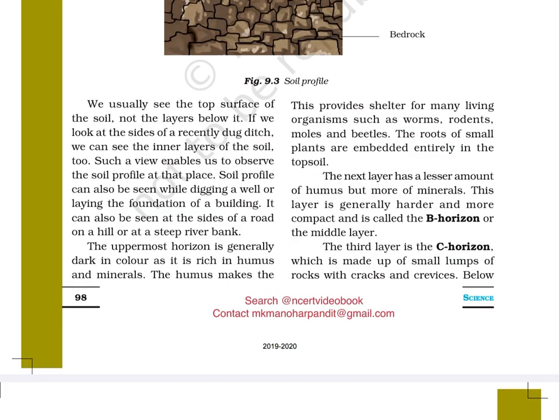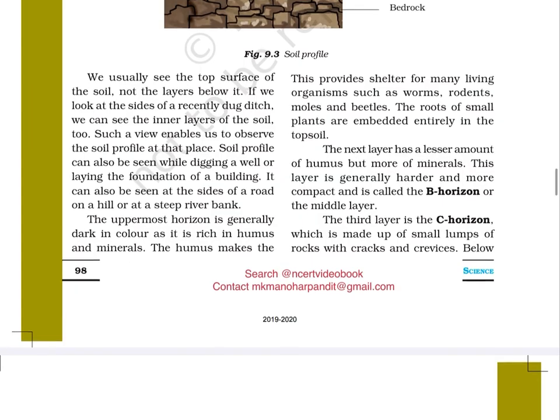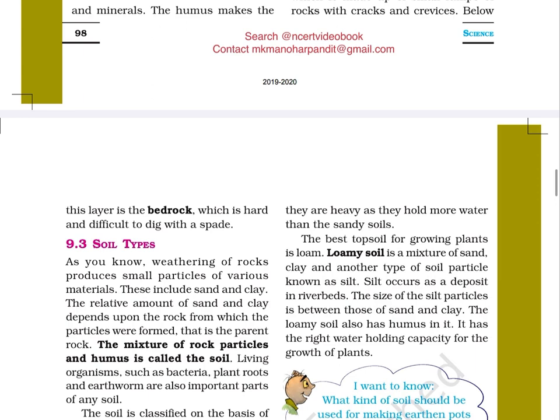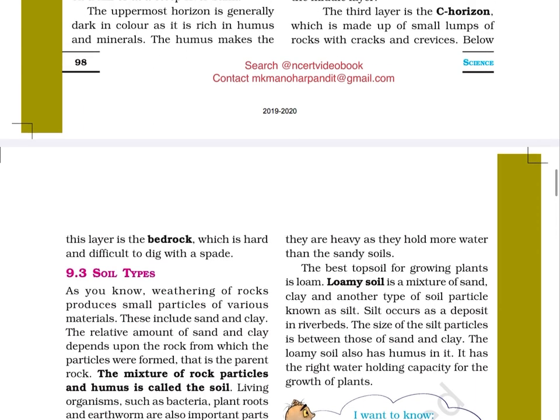The third layer is the C horizon, which is made up of small lumps of rocks with cracks and crevices. Below this layer is the bedrock, which is hard and difficult to dig with a spade. Page 99.